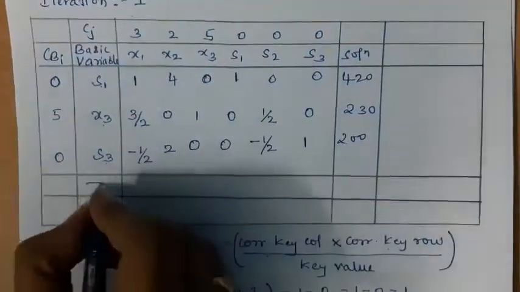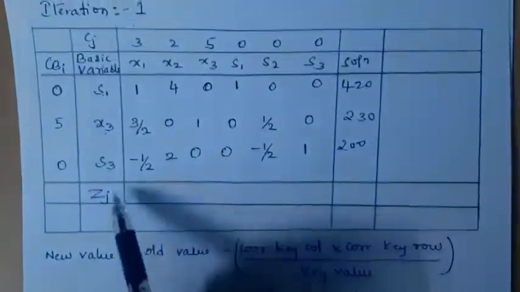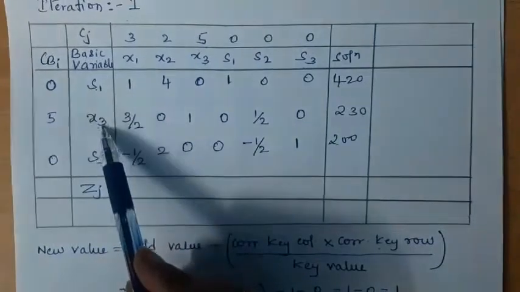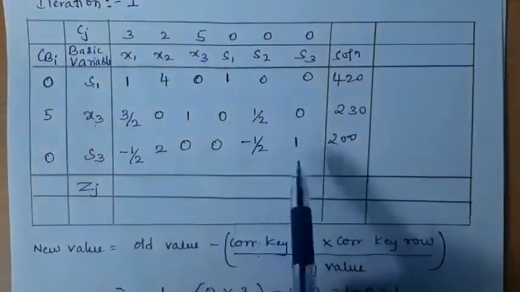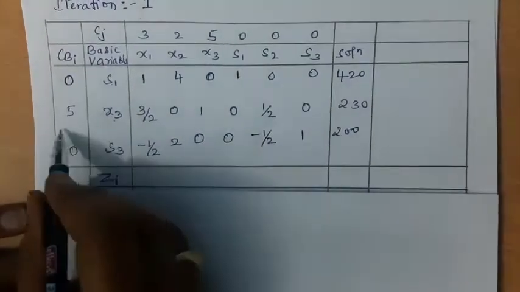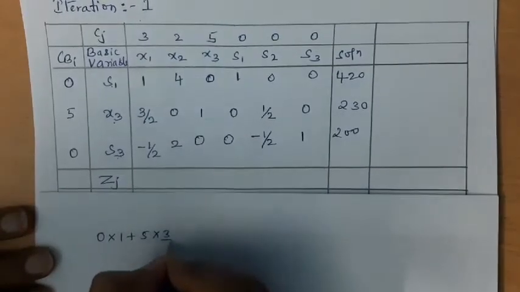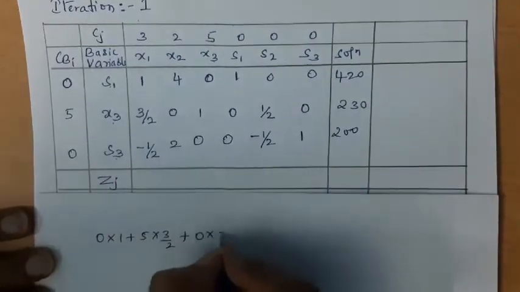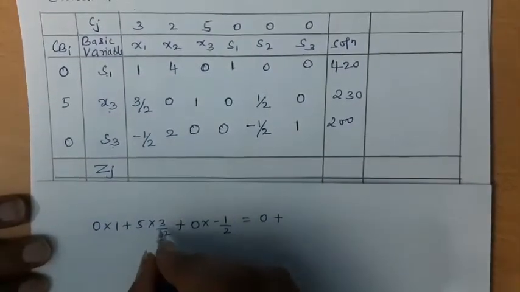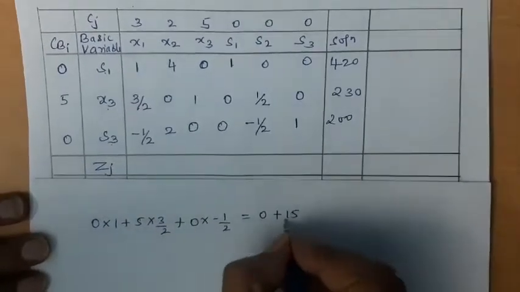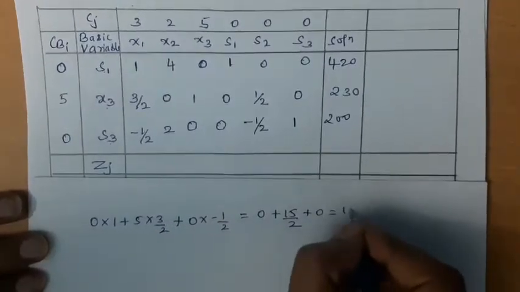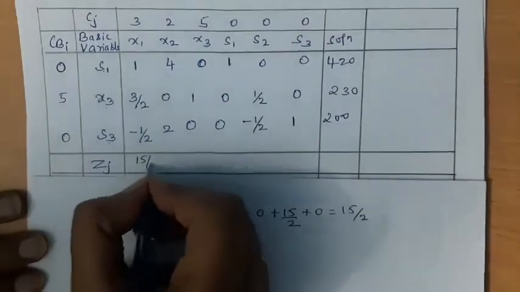Next we need to find the Zj value. To find the Zj value, we need to multiply the coefficients of the basic variables S1, X3, S3 with each column. So that is 0 into 1 plus 5 into 3 by 2 plus 0 into minus 1 by 2. So that is equal to 0 into 1, 0, plus 5 into 3 by 2. 5 into 3 is 15, 15 by 2, plus 0 into minus 1 by 2, that is 0. So we get 15 by 2. So write down here 15 by 2.